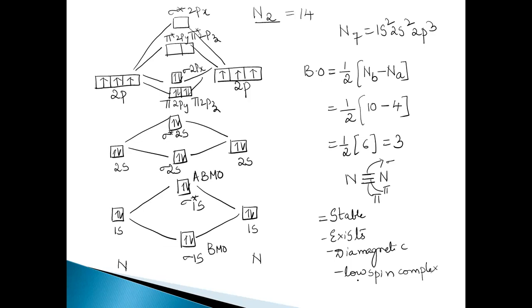And one more thing here, what about the color? See, color is totally dependent upon the presence of unpaired electrons. Since there are no unpaired electrons, again, this is colorless.